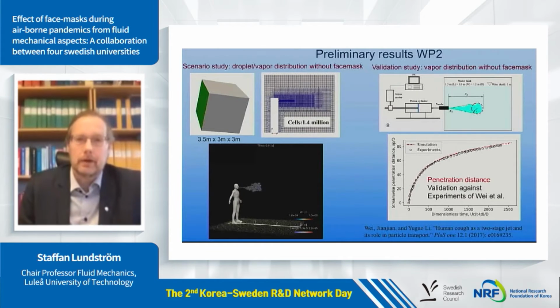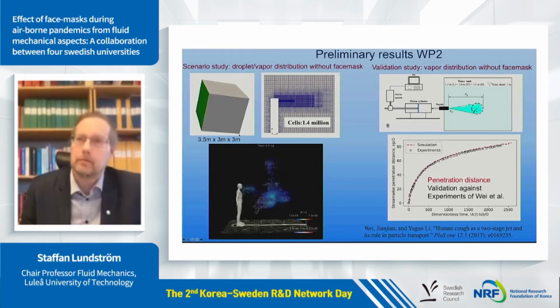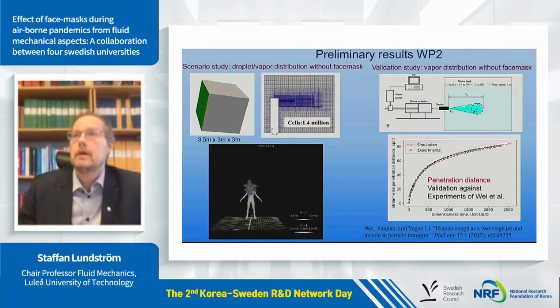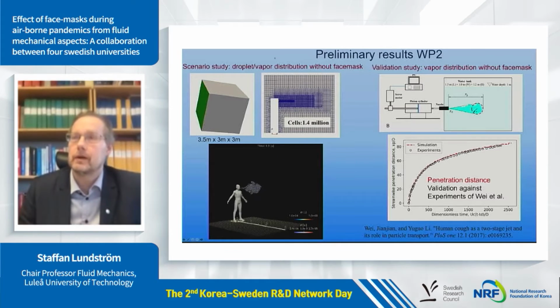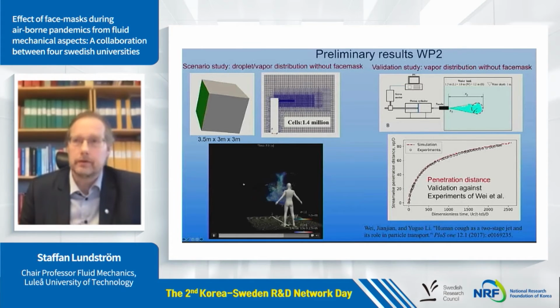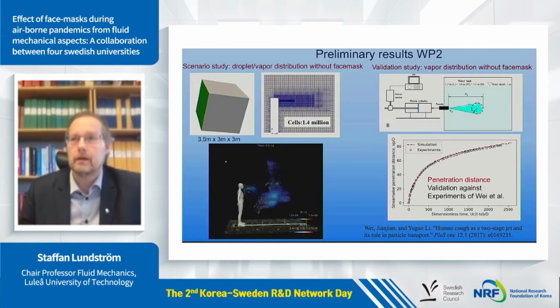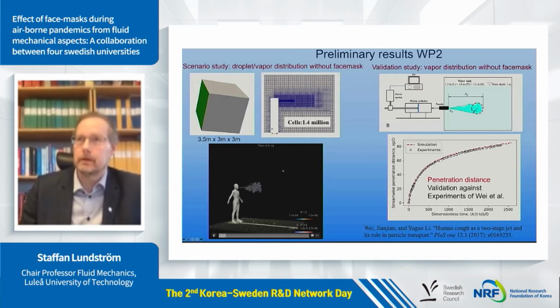Here are some preliminary results of this work package. This is a study of a space that is mainly 3 by 3 by 3 meters. And this is the kind of numerical mesh that is used in computational fluid dynamics. It's often important that this mesh is done in the right way. Here's one example of particles of different sizes moving. And of course, the air coming up from a human is hotter than the environment around, so the air will eventually move up a little bit like this. But it's still a quite simple geometry.